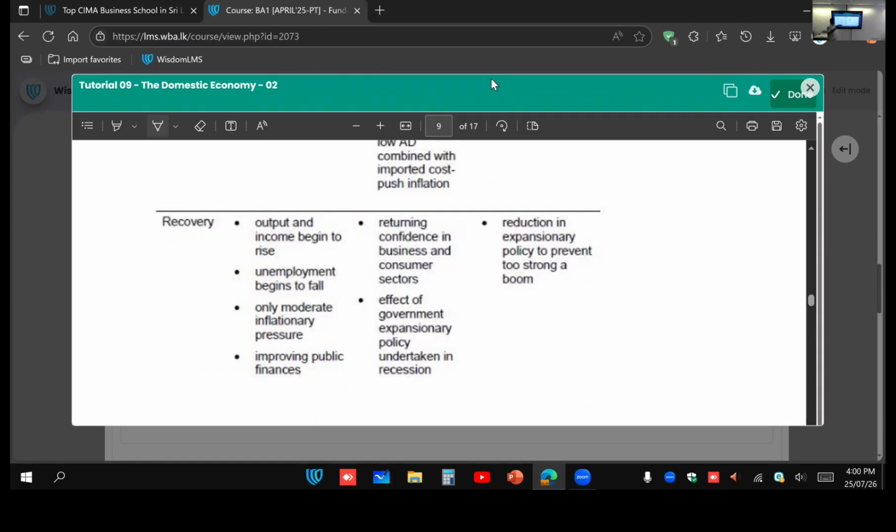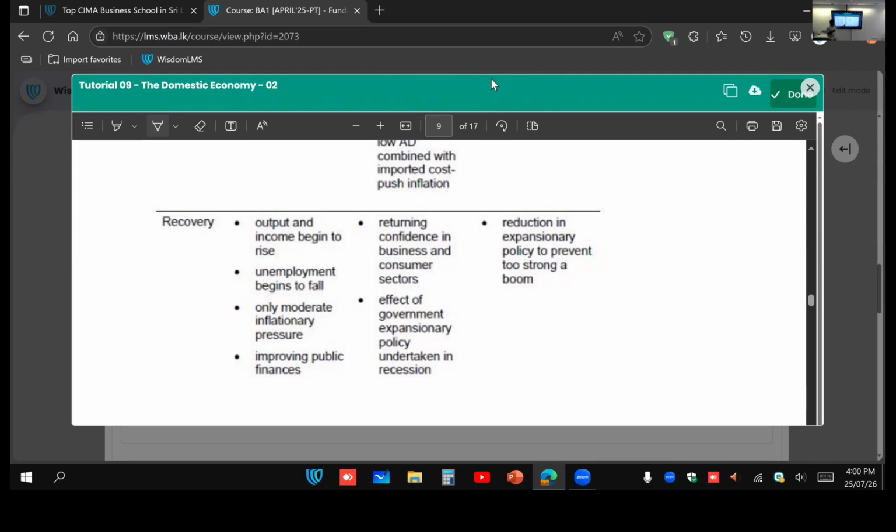And then improving public finance. The reason for this is returning confidence in the businesses and sectors. That's true, right? Because of the newly appointed government and as corruption is said to be kept at minimal levels, other countries and also the general public have confidence. They think that they will do well. So that confidence has resulted in this recovery, right?